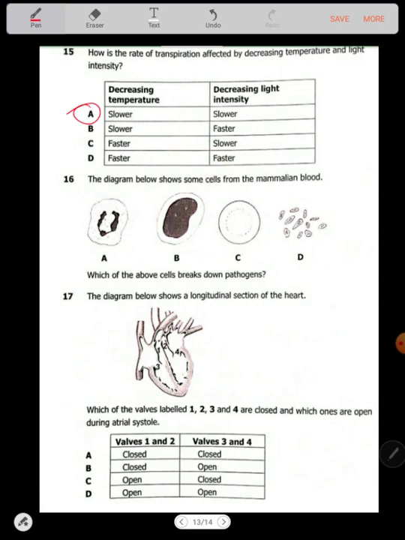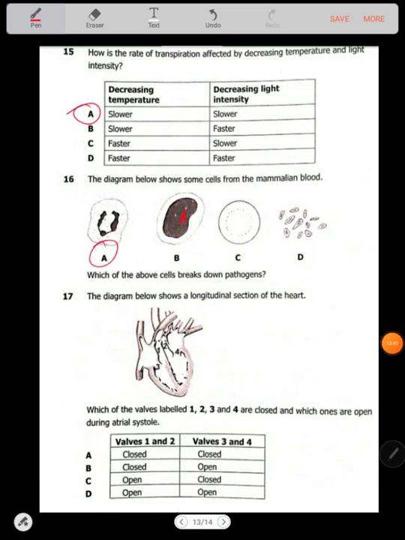The diagram shows some cells from the mammalian blood. Which of the above cells break down pathogens? Now, breaking down of pathogens means they are digesting or engulfing pathogens. This can't work because look at the nucleus, and this also cannot work. These are platelets. But look at the structure of this. It's for a phagocyte, and the phagocyte does engulf or break down or digest bacteria.